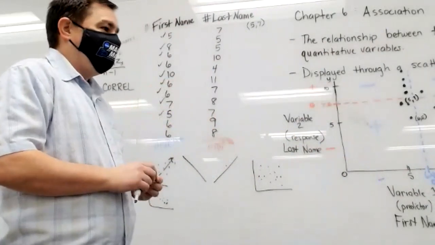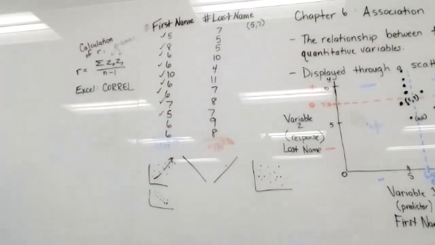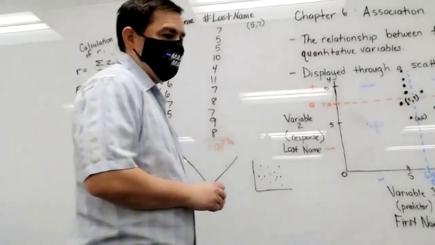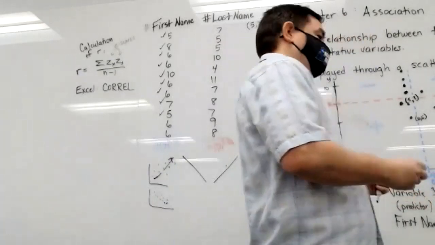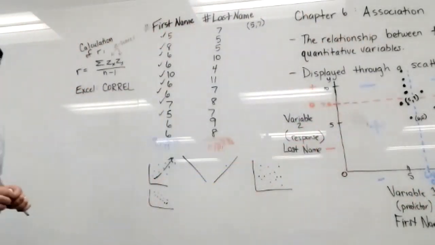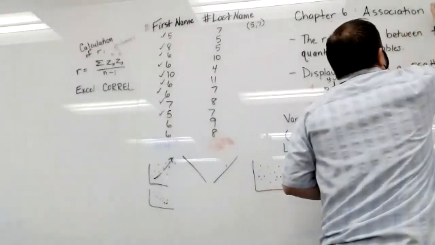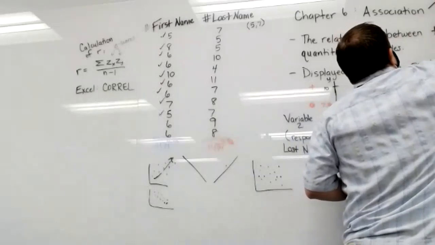I would never ask you to give me the association between an apple and an orange because both of those are categorical variables. I would never ask you to give me the association between how long it takes me to give a lecture and the color of people's shoes, because color of people's shoes is a categorical variable. It has to be two quantitative variables. All right. So conditions, number one, they have to be quantitative.